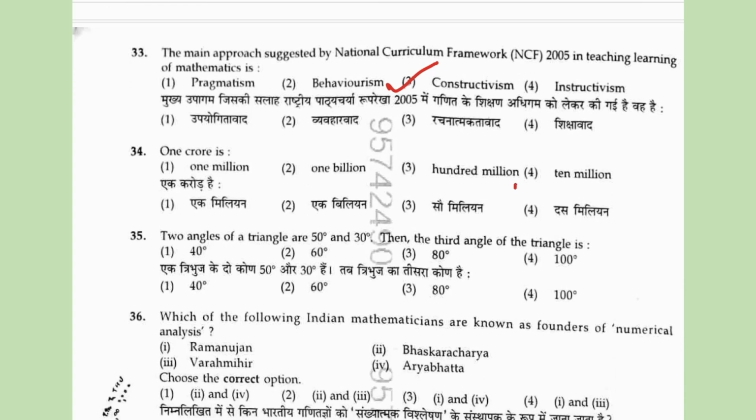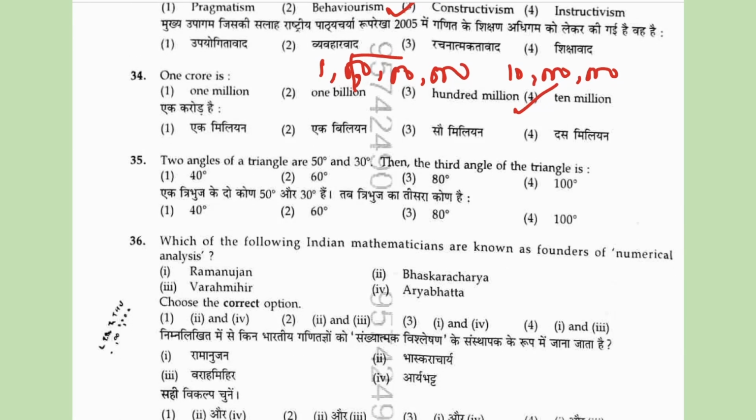1 crore is 10 million. So 1 crore is 10,000,000. And if we are going to convert it into millions, then we'll take the sixth zero out here. So it will be 10 million. So 1 crore is 10 million.